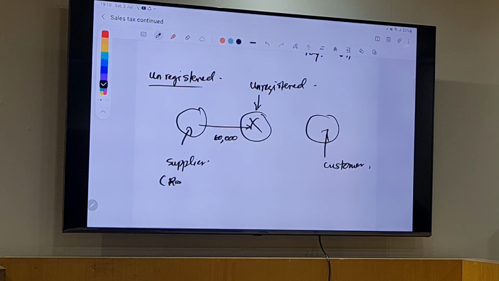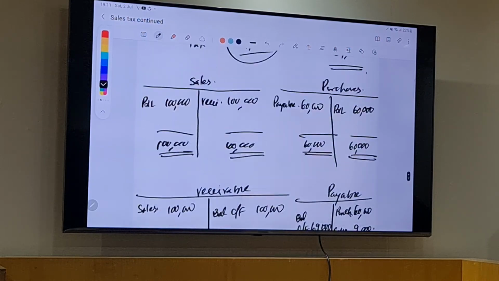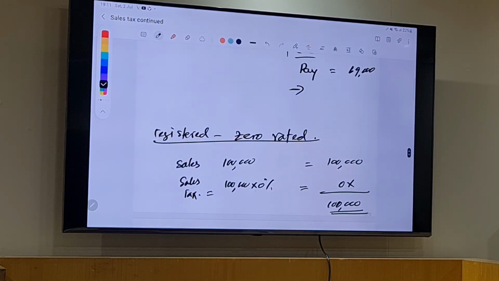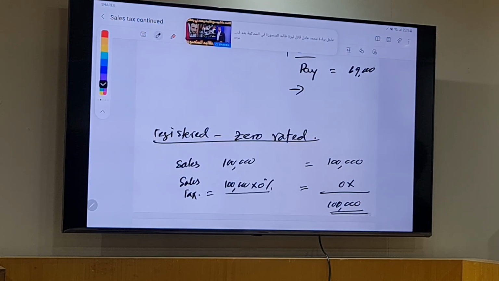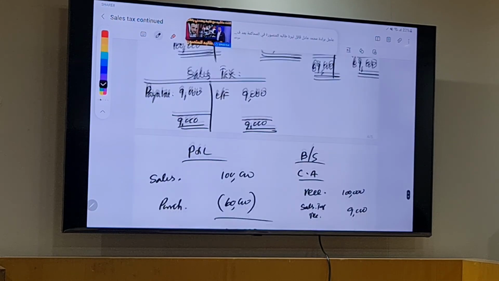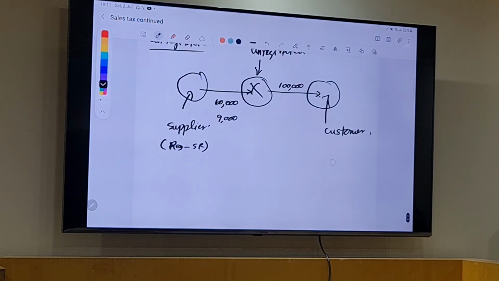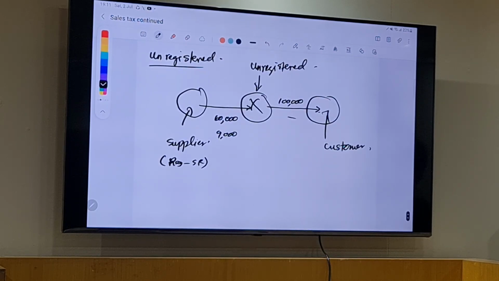Supplier registered, standard rated. Then, how much will he charge as tax? 9,000 he will charge. And then you sell how much? 100,000. Can you charge any tax? No. Please try to understand the difference between this and this here. You see, I have written it like this for zero rate. But for this, I will not write anything.